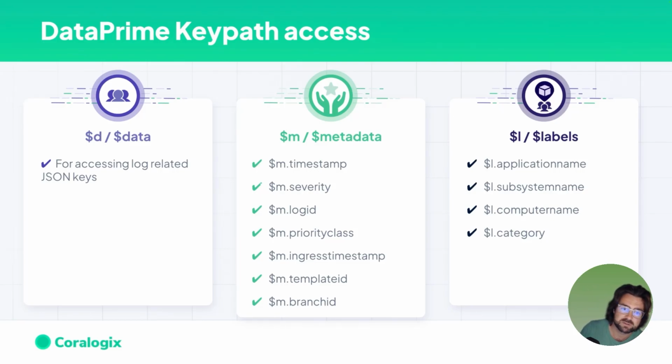Then we have $L for labels. And this classifies your data and can actually route it as well. So this is like organizational structure. Application name, subsystem name, computer name, category, etc. So this consistent structure works across logs, metrics, and traces. Learn once, query everything. And while $D, $M, and $L help organize your data logically, they are just columns under the hood. So your choice of namespace doesn't affect performance.